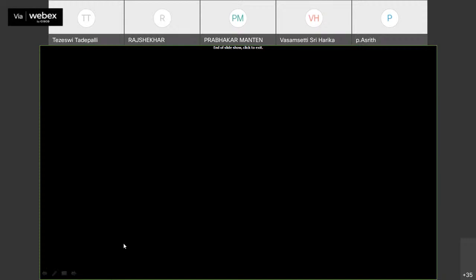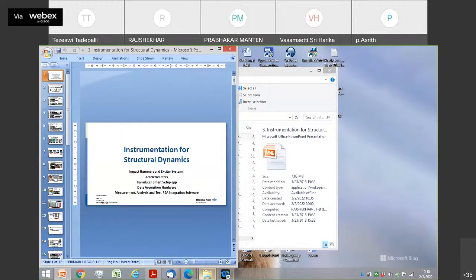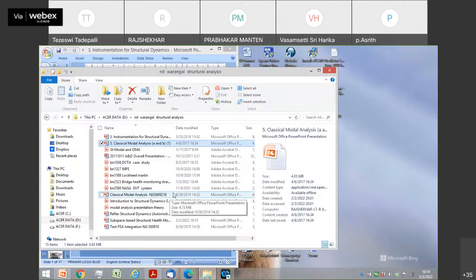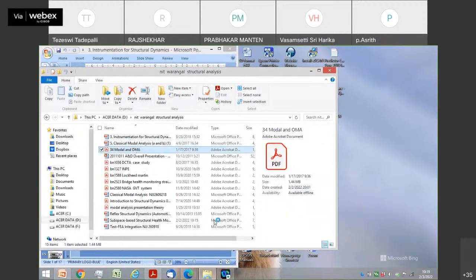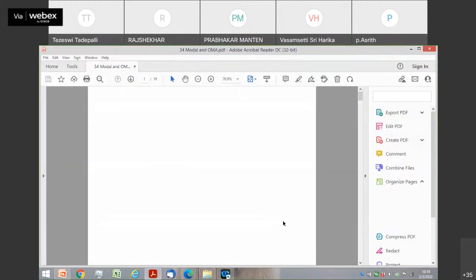So this is just a quick glance of what instrumentation is all about. I will now go into some case studies, and a little more on classical modal analysis and OMA. Please feel free to take any questions during the presentation. Interaction is always welcome.